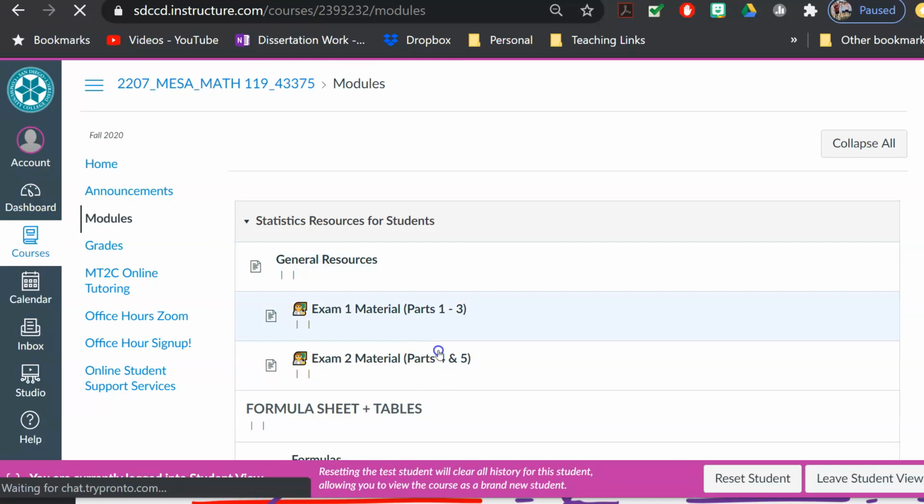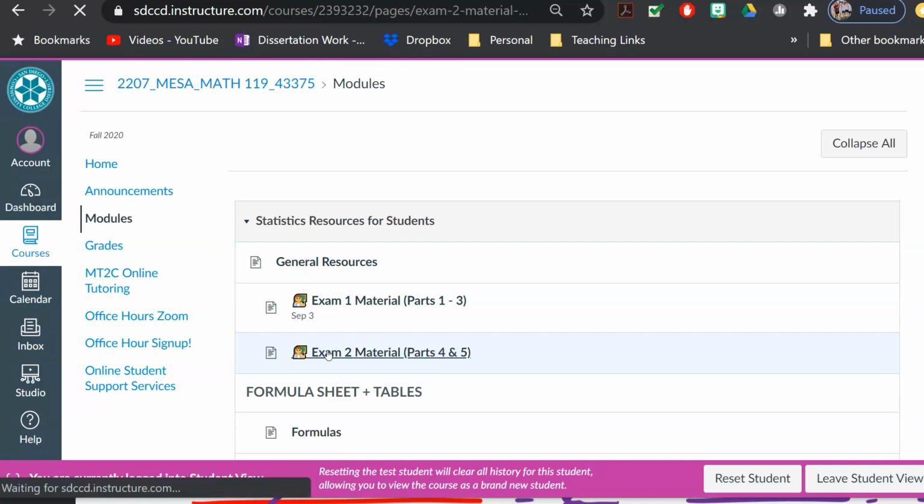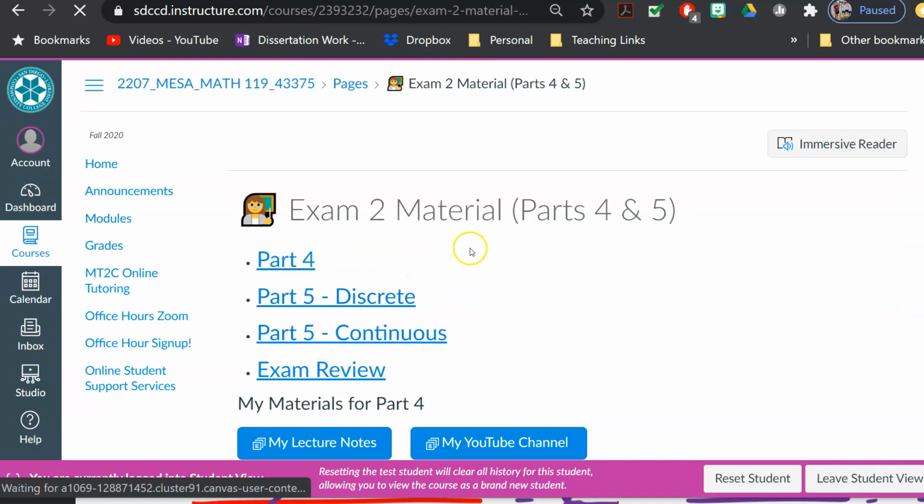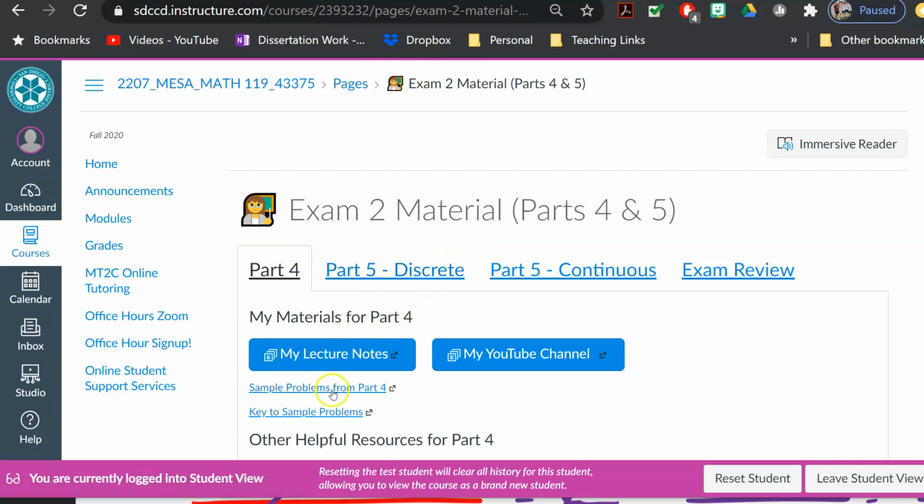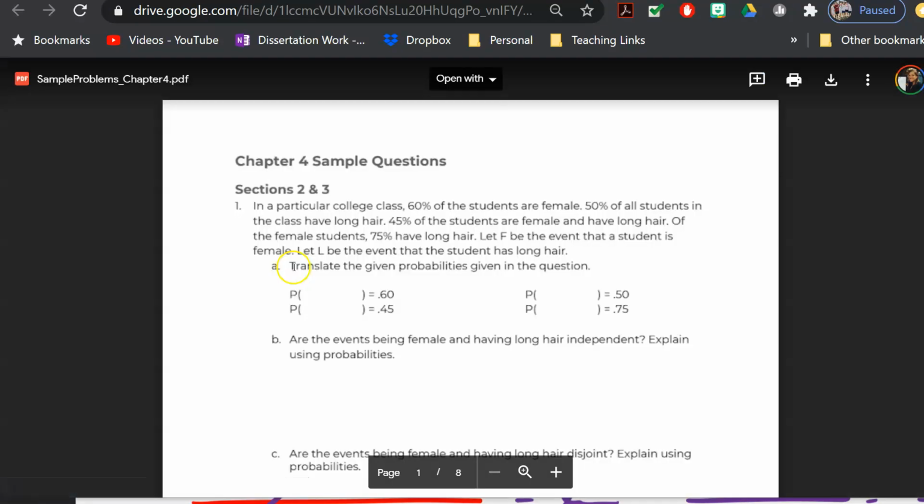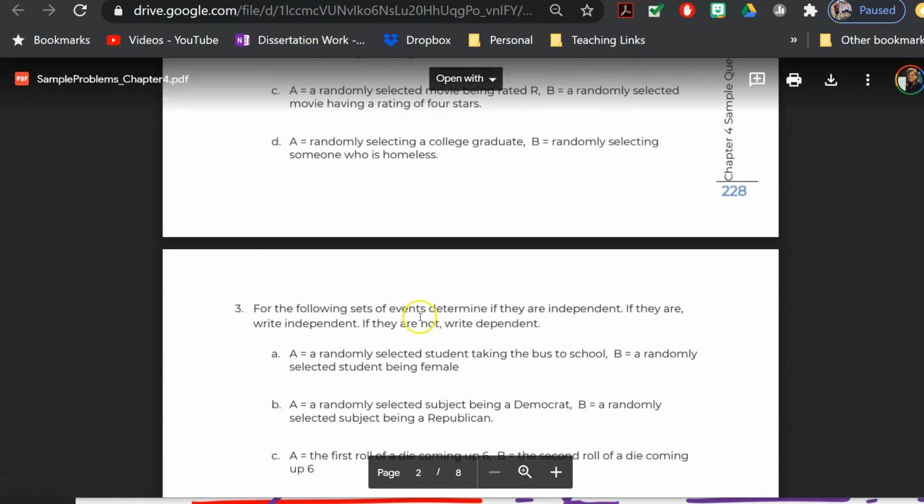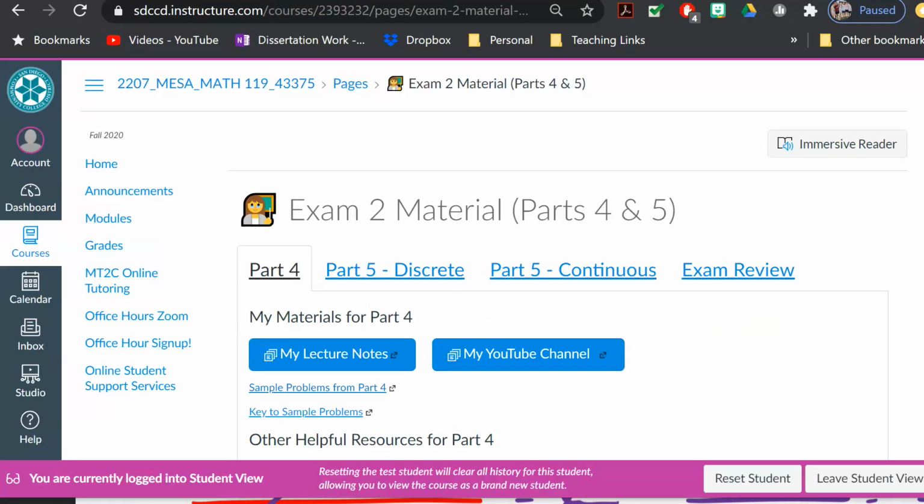If you go to the modules and into the exam 2 material, this will also go from the part 4 and part 5 links on the main page, you actually have sample problems for every part of the notes. So if you go down here, you have sample problems. This is going to give you problems from each and every section. You see you have 8 pages worth of sample problems. And unlike for exam 1, when I didn't have the keys up, you have keys to these sample problems as well. So you can try them on your own and then grade your keys.